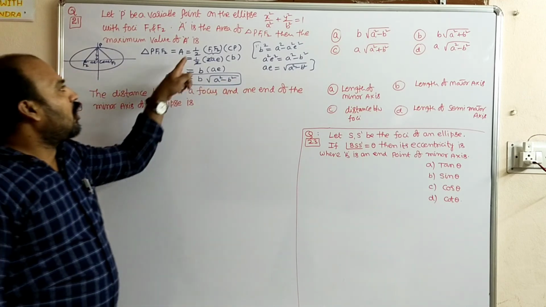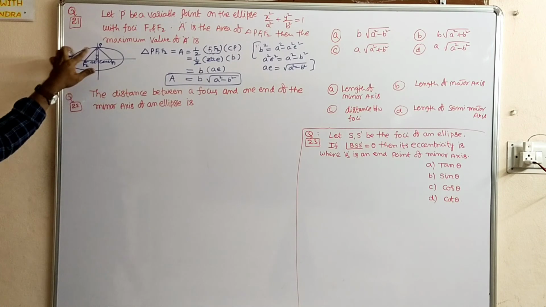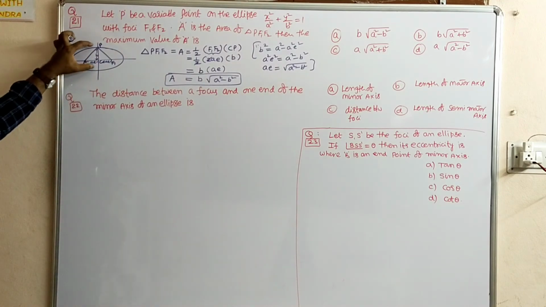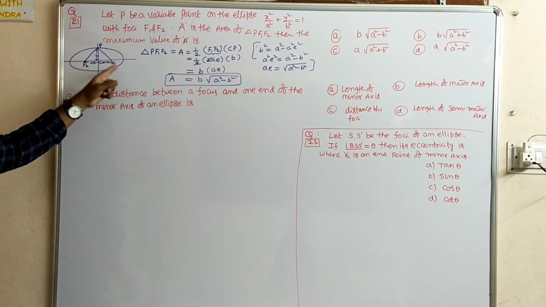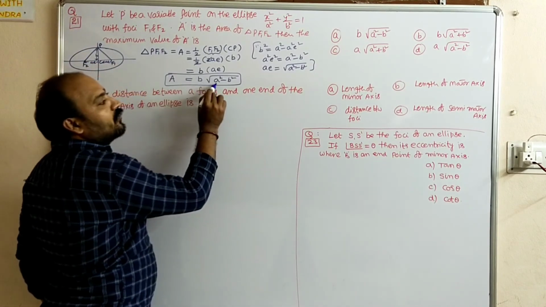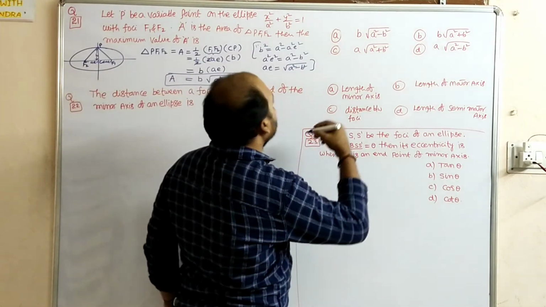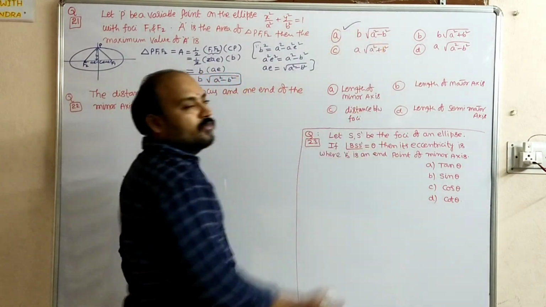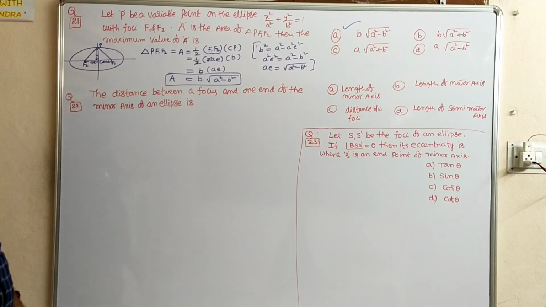So area is half into base into height. That's the formula I have taken. Height is B, that means the semi-minor axis length, and base is F1 F2, the distance between foci. So B into root of A square minus B square, which is there in the first option we have. So now come to the second question.